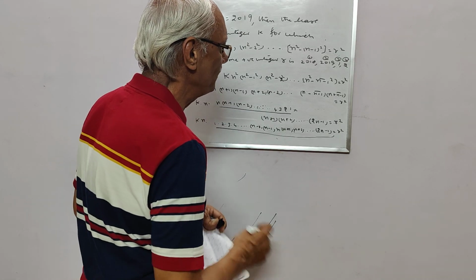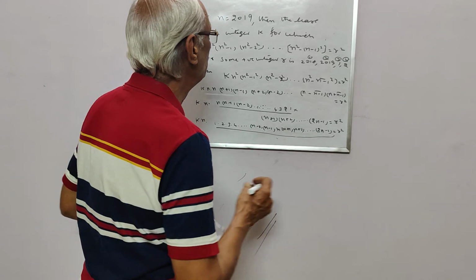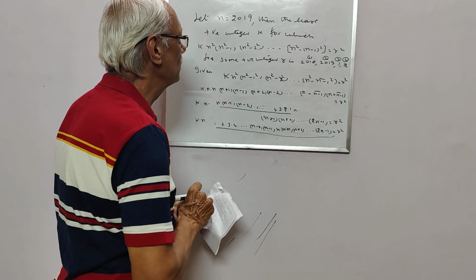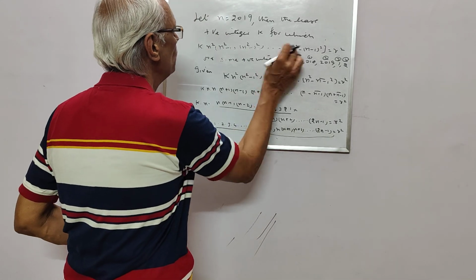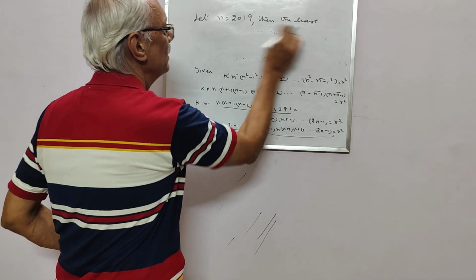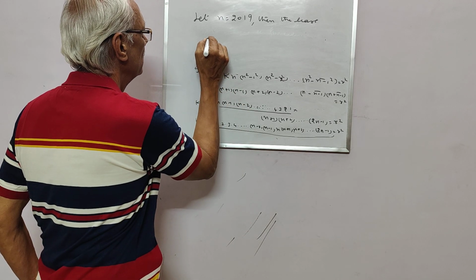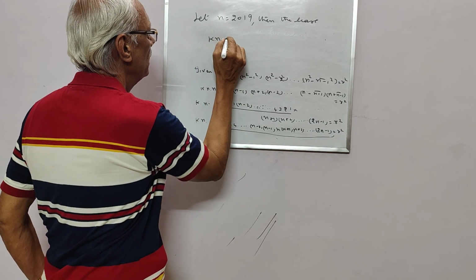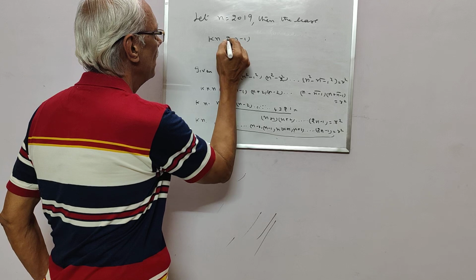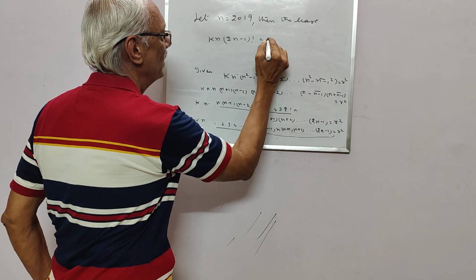So what is that you will get if it is 2n, up to 1, 2, 3, 4, 5, 6, up to 2n minus 1 it goes. So what is that you will get here? So you will get kn into 2n minus 1 factorial. So this is what you will have as r square.